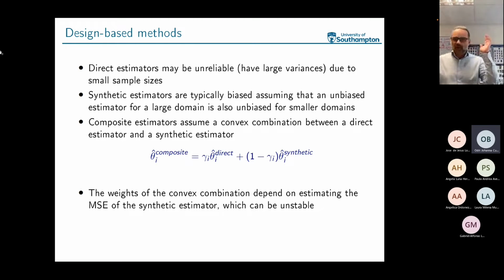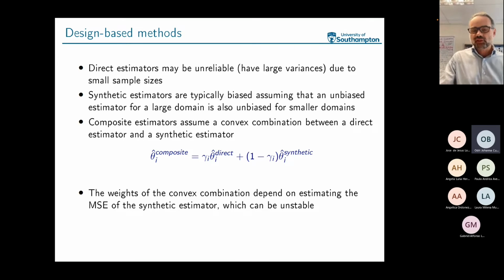So obviously you've gone through all of this with Angela, so I don't have a lot to add here. As Angela said, direct estimators may be unreliable, or may have large variances. It will depend on what the variable is that you're trying to get estimates for, and also on the sample sizes. Normally you will get large variances because you might have small sample sizes in the domains, but this is not the only reason, as we just discussed in the previous session.